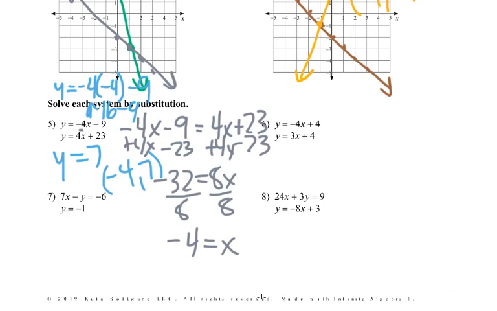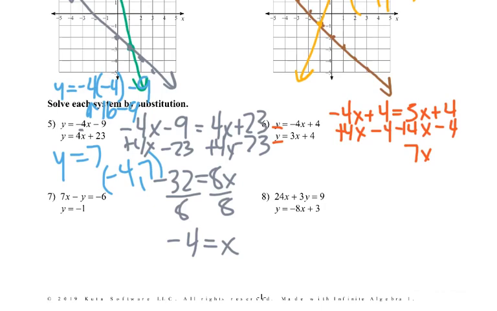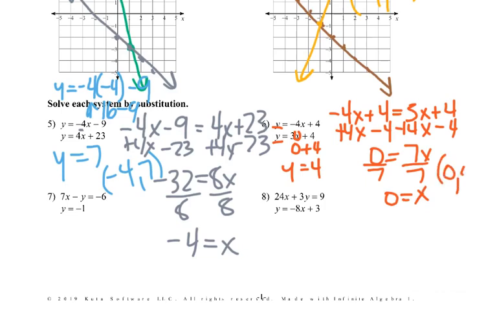Okay, number 6, same idea. They're both equal to y, so I just set them equal to each other. Add 4x to both sides. We get 7x, subtract 4, we get 0, divide by 7. 0 equals x. So if I put a 0 in for x, 3 times 0 is 0, plus 4, we get y equals 4. So one solution, and it's at 0, 4.